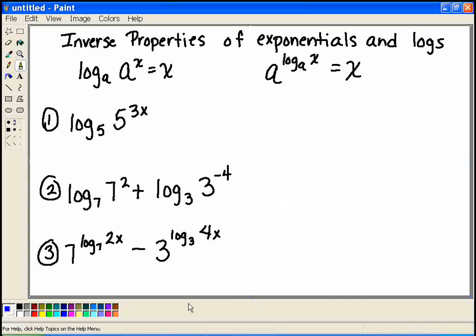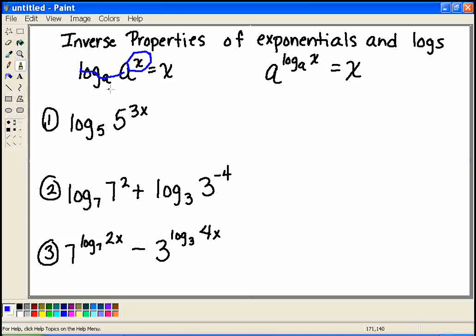Hi, this video will talk about the inverse properties of exponentials and logs. So here I've got them defined. If you have a log base a and you're raising a to the power x, then essentially our log base a and our a cancel out due to the inverse property. So these cancel out and you're essentially only left with what is in your exponent.